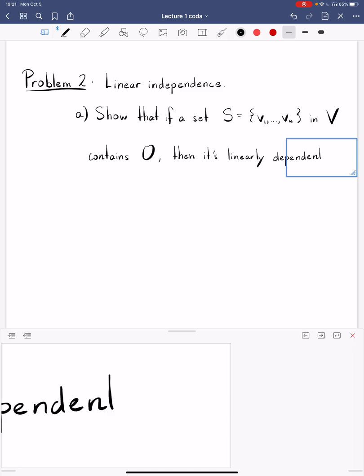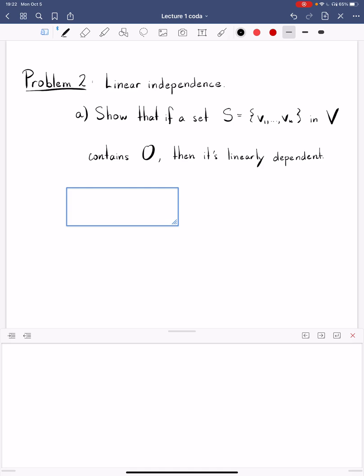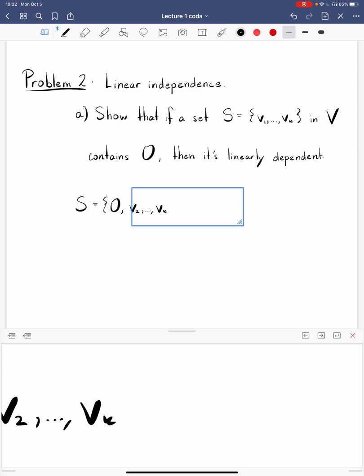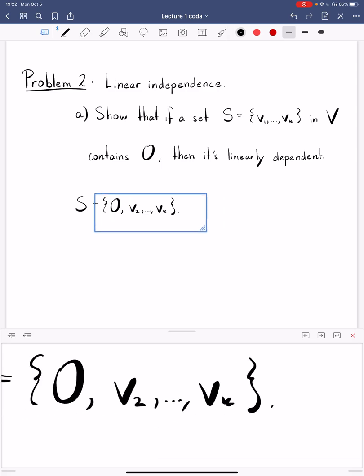All right. So what does that mean? That means that my set S, I'm being told something about it. It actually looks like this. So I can assume, really without loss of generality, that the vector named v1 in my set S is the 0 vector. So I have 0, v2 up to vk. That's what my set looks like. And I'm trying to prove that no matter what v2 through vk are, this set is linearly dependent.